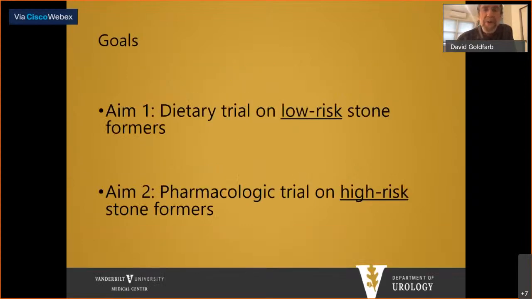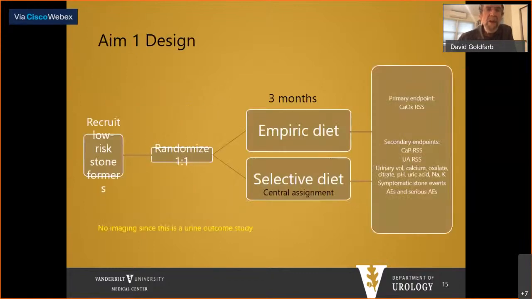And the way this would go, there are two groups of patients in this study: low-risk stone formers and high-risk stone formers. The low-risk stone formers are the patients who have had a single stone, smaller stones, while the high-risk stone formers are the patients with recurrent stones. Next slide. So the study design here is that the low-risk stone formers will be randomized to an empiric diet.